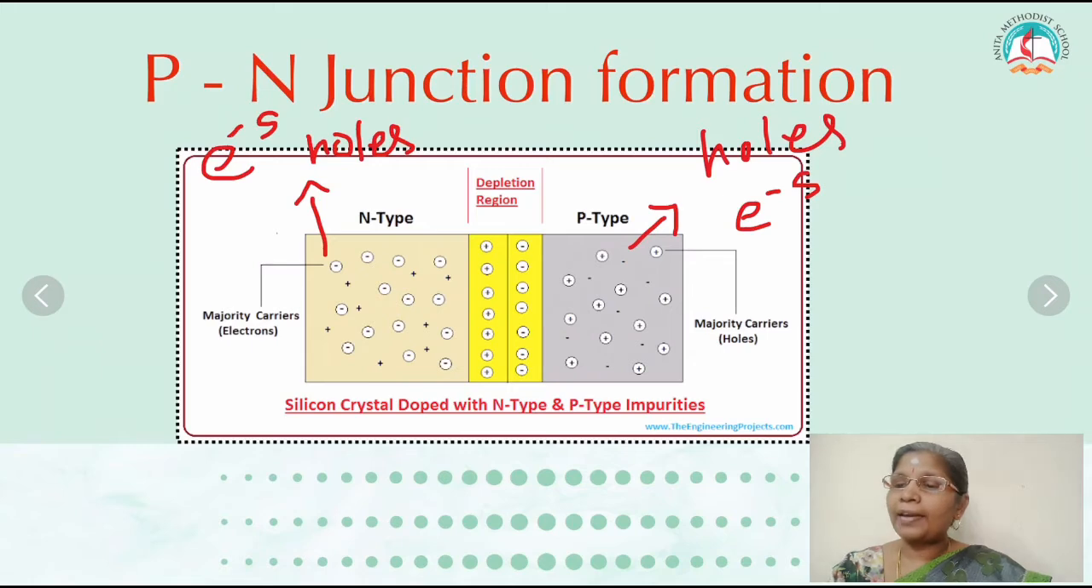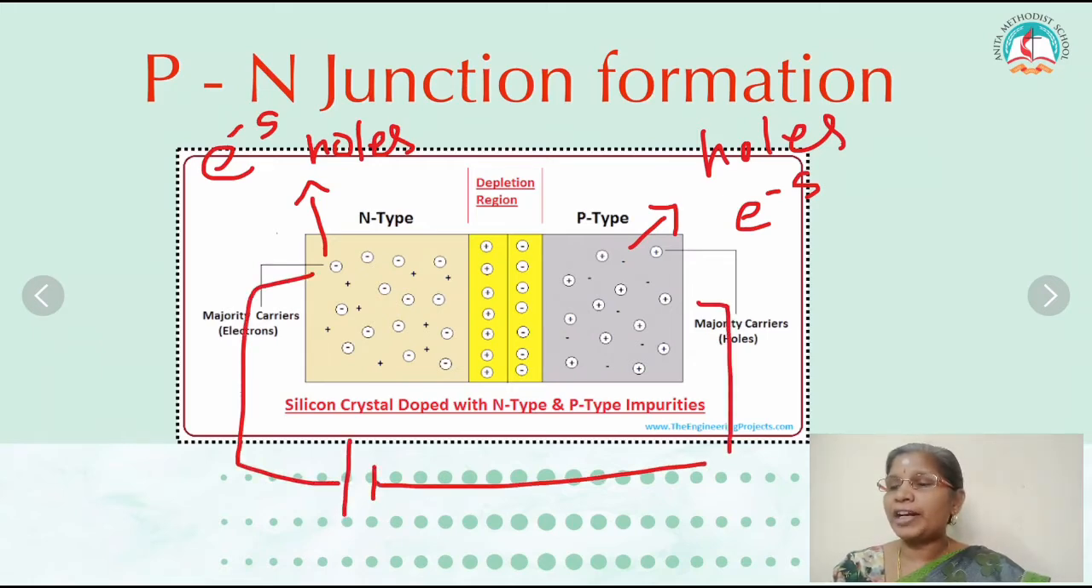When you are applying the external potential, the external electric field, the number of electrons crossing the junction is greater. So the potential barrier is produced here. When you are applying the positive, the potential is greater. Negative, the potential is less. So the movement of electrons on this side, this is P-N junction formation.